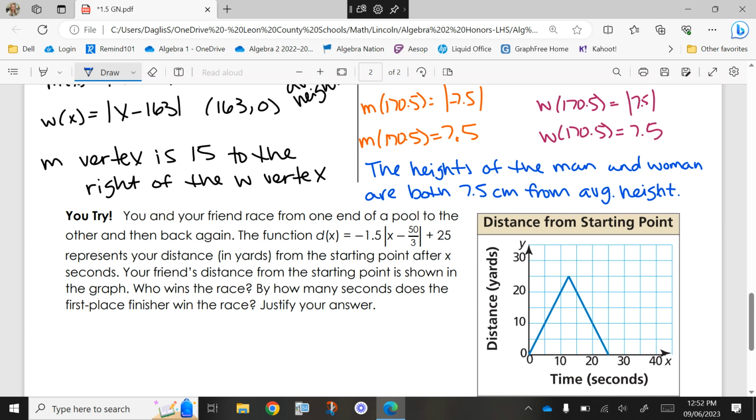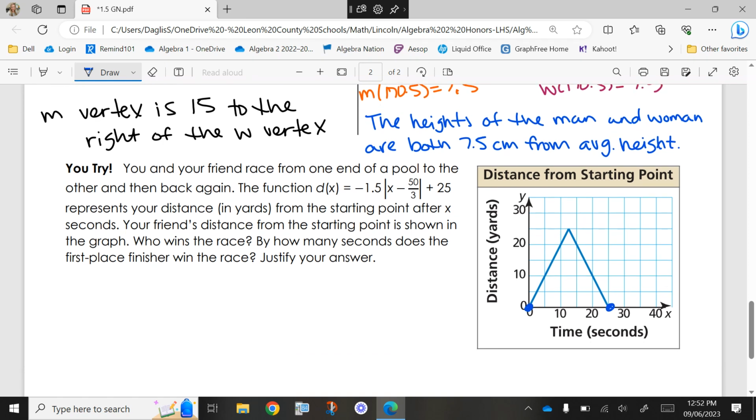Ready? First one is the easy one, the graph. How long did it take the graph to finish this race? 25 seconds. How'd you figure that out? It starts and stops. Those are my seconds, right? So whoever my graph person is, it took 25 seconds to finish the race. Okay?